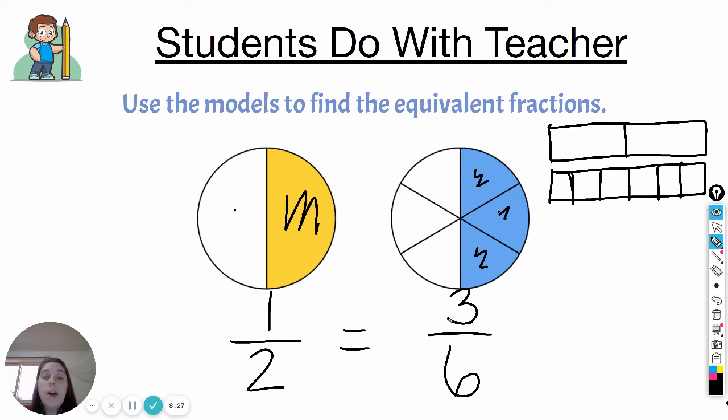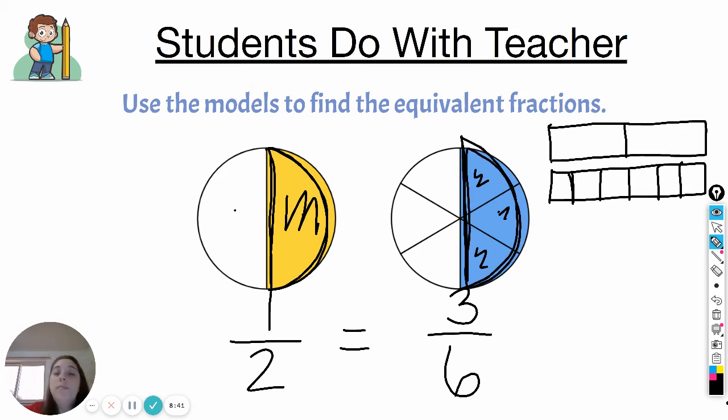So, according to our models, 1/2 is equal to 3/6. If you look, the amount of space that they take up on the model is the same. If you have your fraction strips, you can look. 1/2 is equal to 1, 2, 3/6. They also come to the same place.